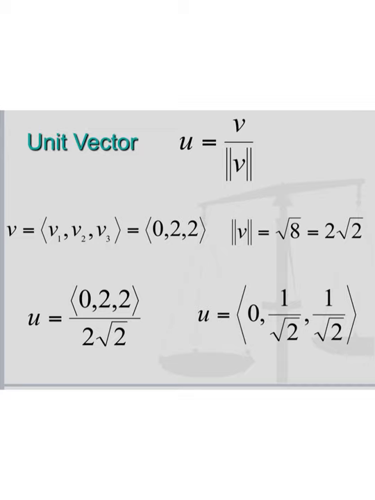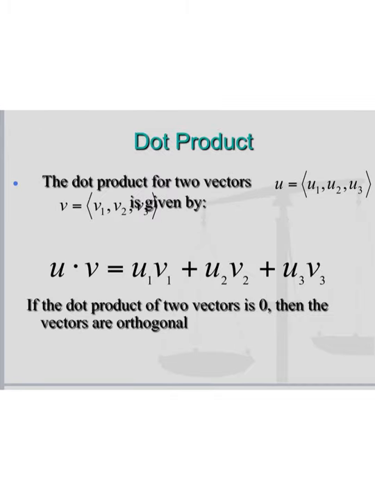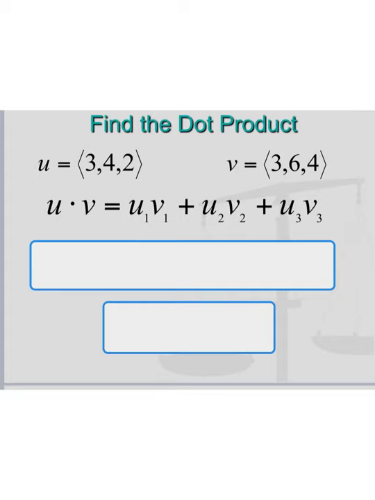For our dot product, as our example for finding the dot product, we're going to use our vectors 3, 4, 2 and 3, 6, 4. Again, looking at our formula, we're going to multiply together common components. So my U1 and my V1, my U2 and my V2, and then my U3 and V3.